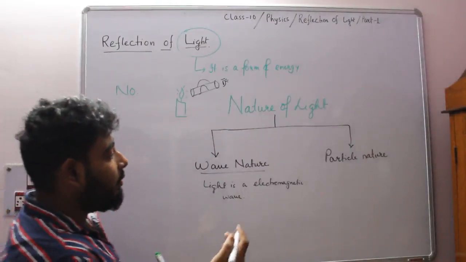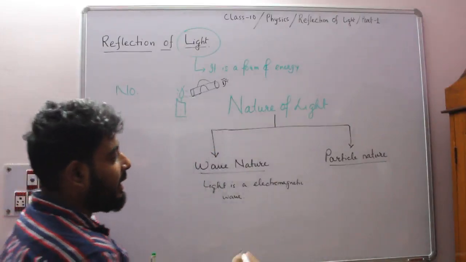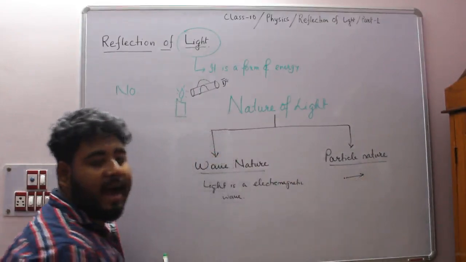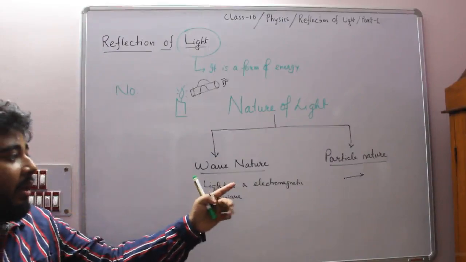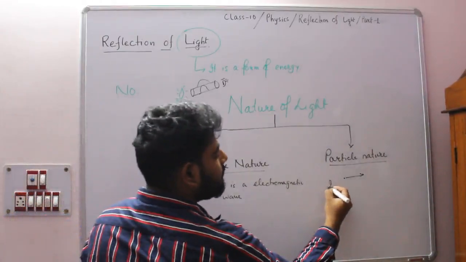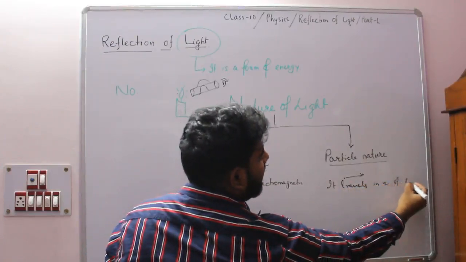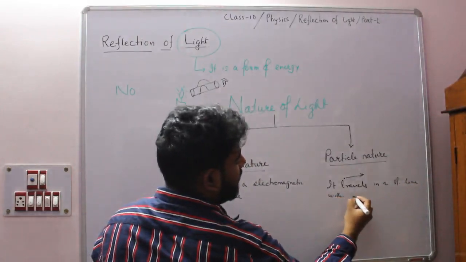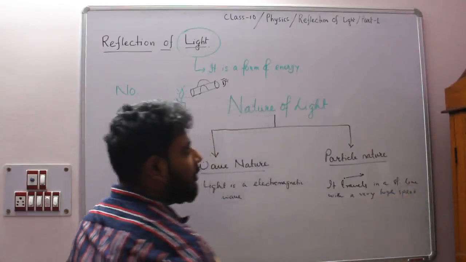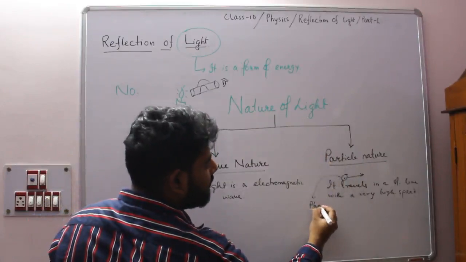But when the particle nature comes, according to particle theory, what does it say? That light is a small particle which travels at a very high speed in a straight line. This is the particle nature of light. The nature is that it travels in a straight line with a very high speed. And that particle has also been given a name. That particle is called photon.